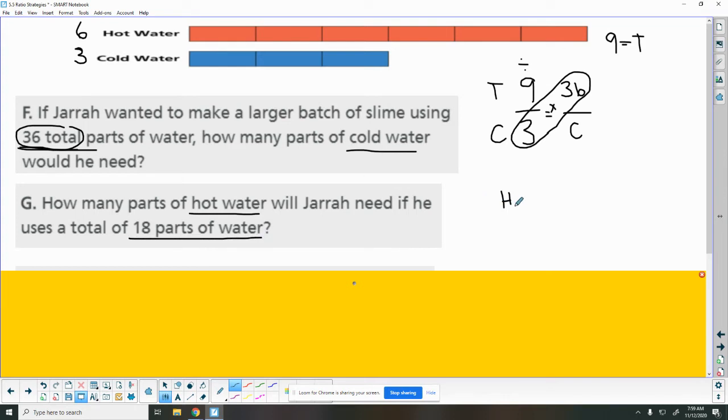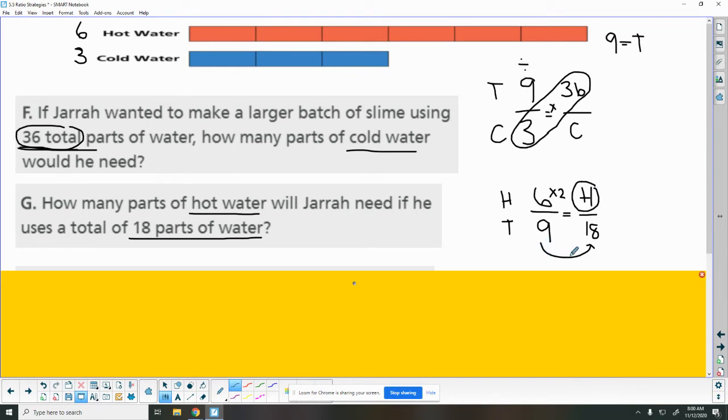So I'm comparing hot to the total now. So different type of problem than total and cold. So hot water is 6, total is 9. And we want to know how much hot water we need when we have a total of 18. So I notice these are nice factor numbers. So I can say that 9 goes into 18 2 times and do the same thing to the top. And that will tell me how much hot water I need.